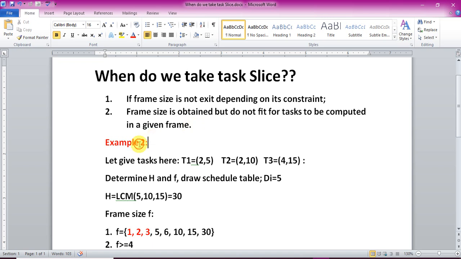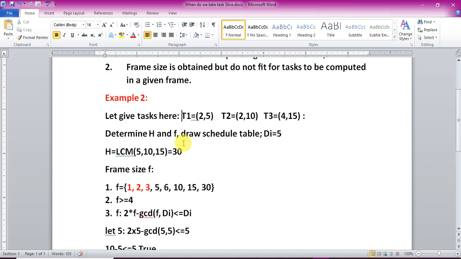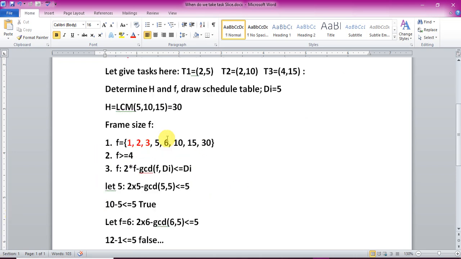For example, take this as example 2, and let your task be given here. T1 is (2, 5) for the period and execution time, with 2 for the completion time. T2 is (2, 10), and T3 is (4, 15), with 4 for the completion time. So first we determine the hyperperiod h, which is the LCM of 5, 10 and 15, that is 30, and we find f depending on the criteria.